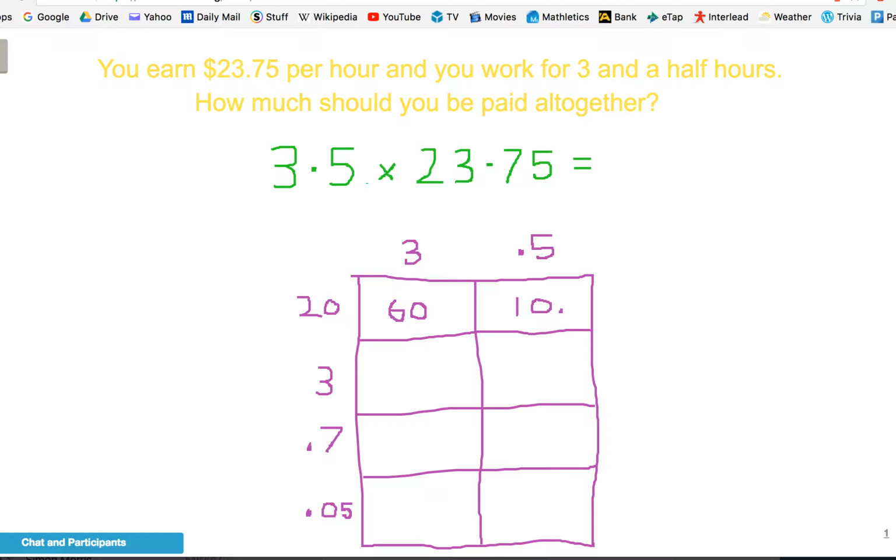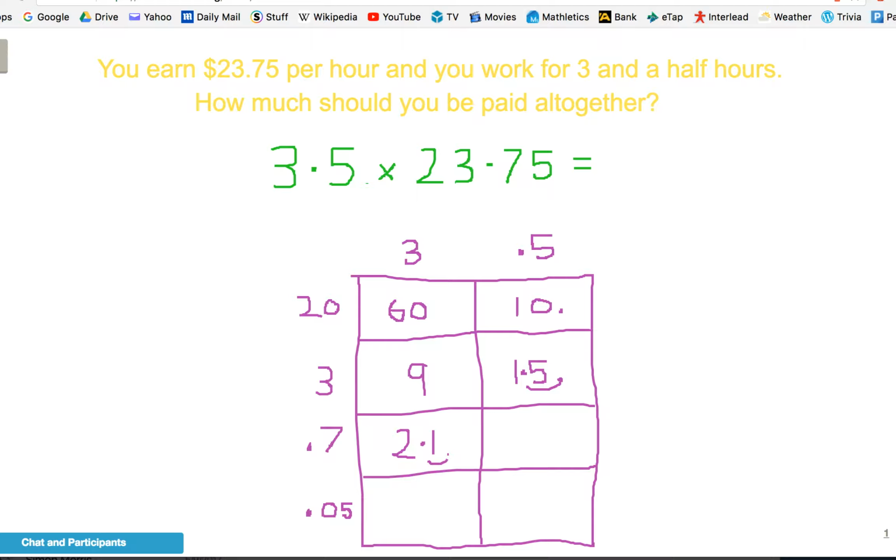3 3s are 9, so that was just a basic fact. 3 5s are 15. And this one, you do need to put a decimal point in and move it because it's not 3 times 5, it's 3 times 0.5. So the decimal point is going to move back 1 space to between the 1 and the 5. 3 7s are 21, and again, decimal point needs to move back 1 place because it's not 21, it's 2.1.